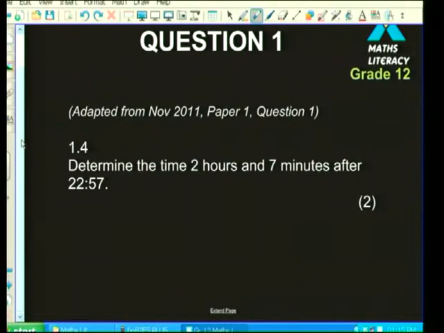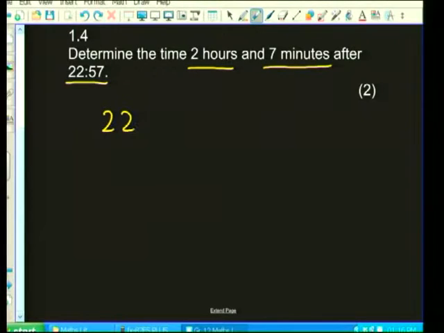Let's move on to the next question. Right, we've got to determine the time 2 hours and 7 minutes after 22:57. Now, when we're adding time, I'm going to show you a little trick on the calculator, which I hope you can follow, but I'm going to do it the long way first. So we're starting with 22 hours and 57 minutes, and I need to add to that 2 hours and 7 minutes. What is important is that we need to remember we are working with 60 minutes in an hour.